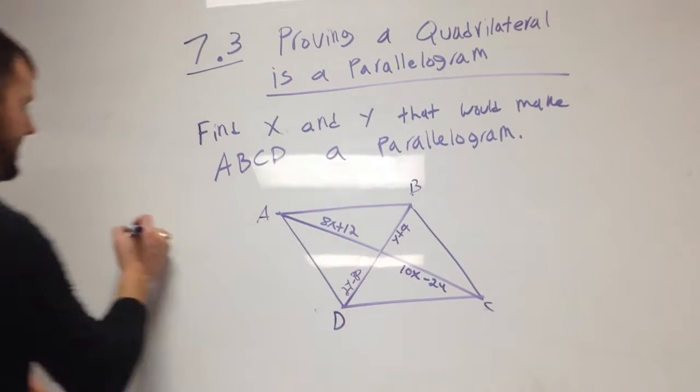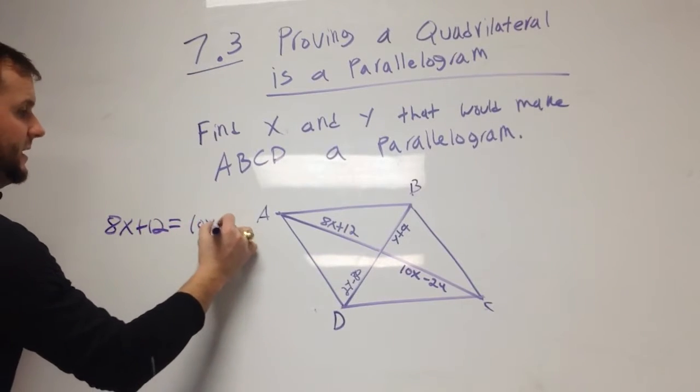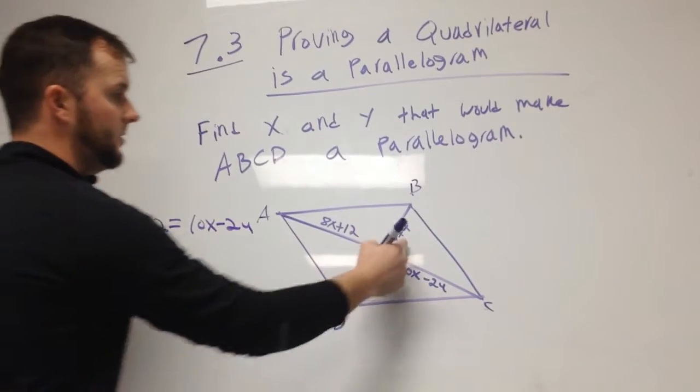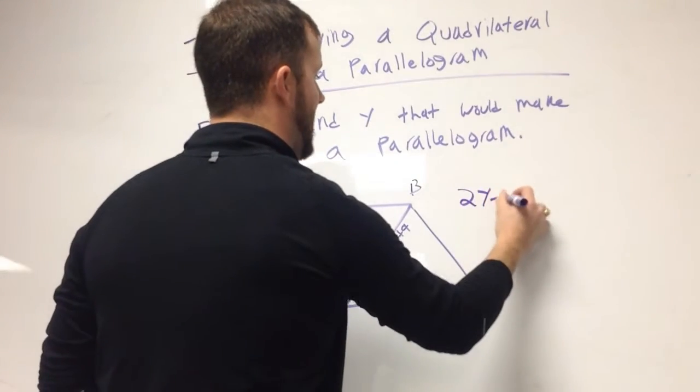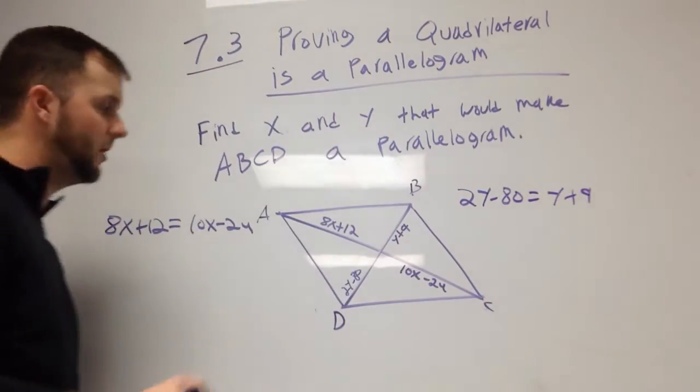So I'm going to take 8x plus 12, and I'm going to set it equal to 10x minus 24. So these two lines have to be congruent. Then these two lines have to be congruent. So I'm going to do 2y minus 80 is going to be equal to y plus 9. So let's go ahead and solve our equations.